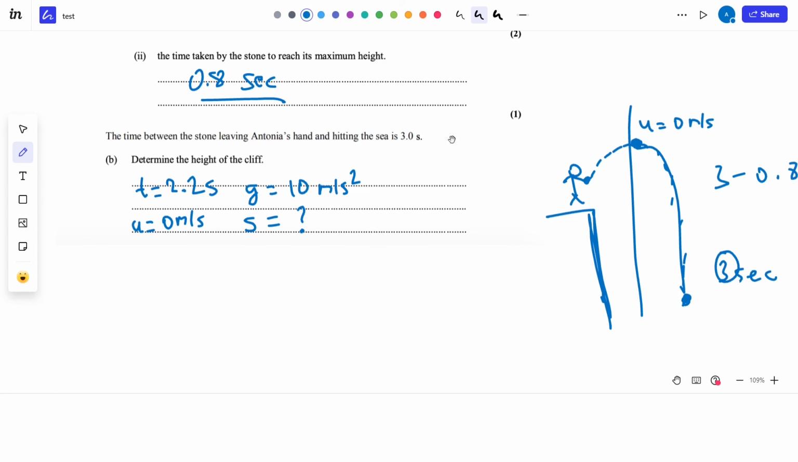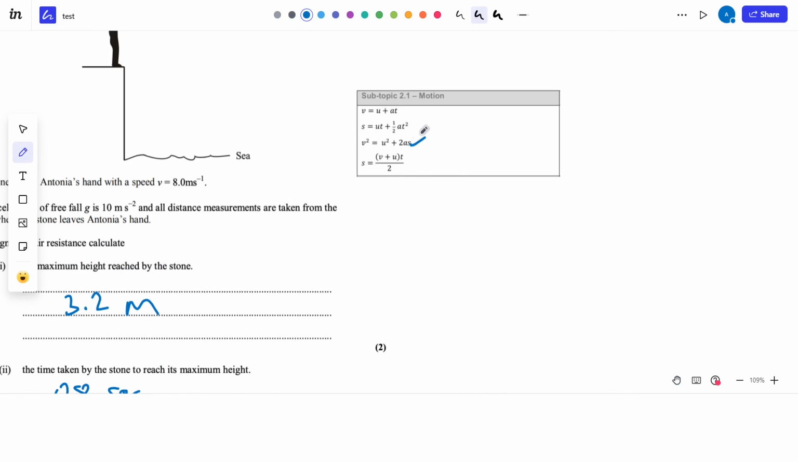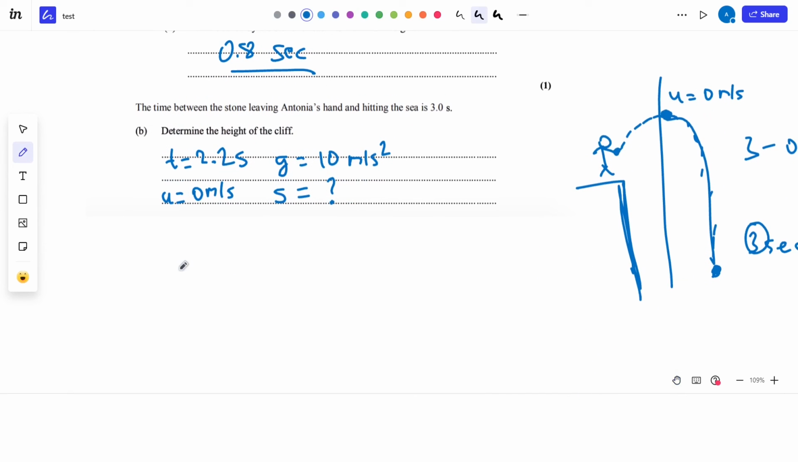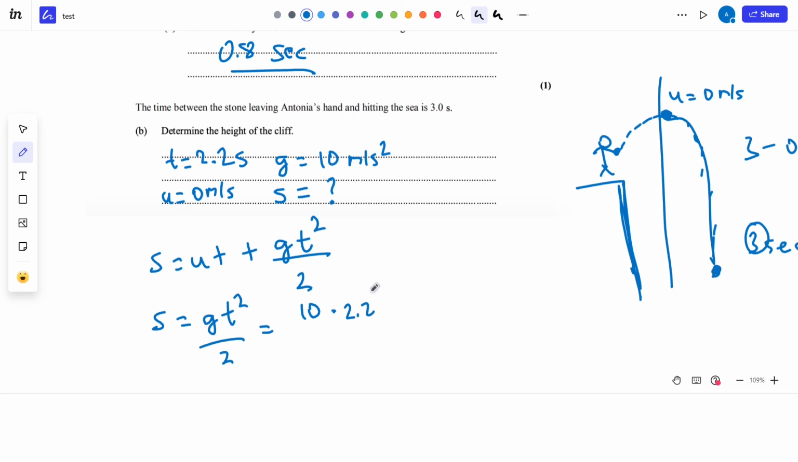So we're going to find a suitable formula. The formula that seems most suitable is the second one, s equals ut plus half at squared. So if we write this formula, s equals ut plus gt squared over 2, we can plug in the values and find what s is. Because u is just 0, we get s equals gt squared over 2. We plug in the values, 10 times t, which in this case is 2.2 squared, divided by 2. We get this answer as 24.2 meters.